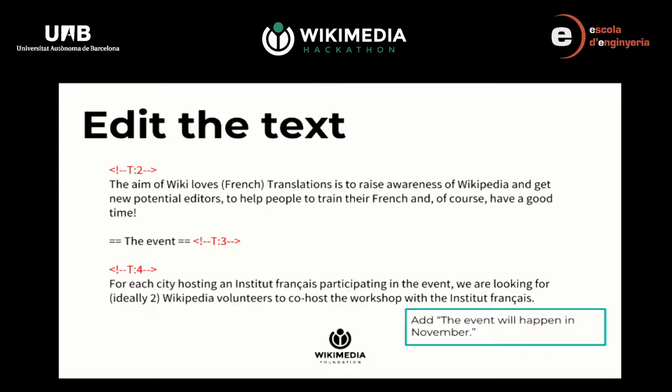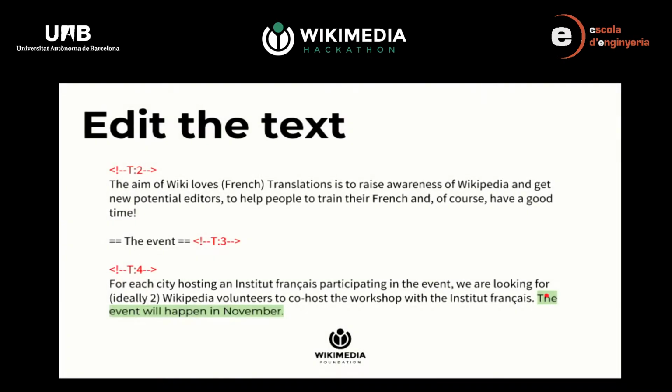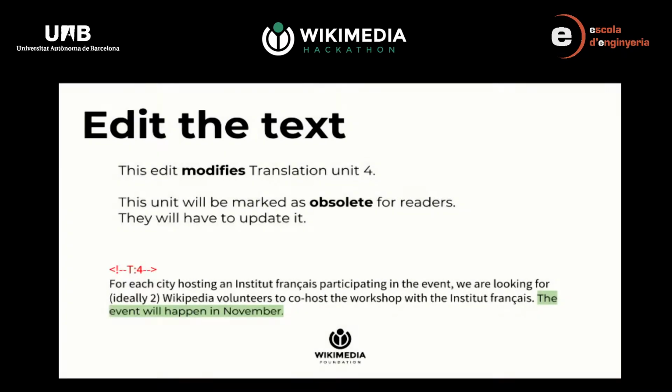We are going deeper with an example. So here I'm going to edit that quick text. I only have 2 paragraphs and a title. I'm going to add "this event will happen in November" at the end of the last block. First case, I'm just adding that at the end. That's all. What will then happen?